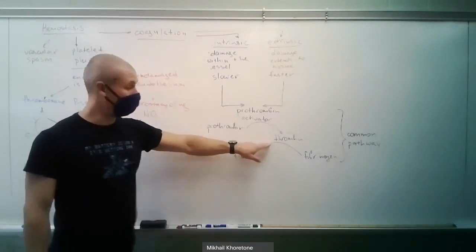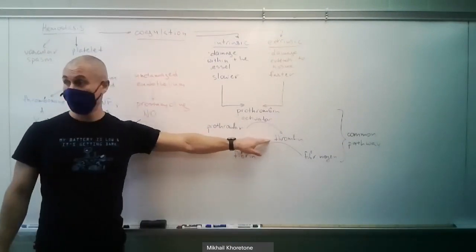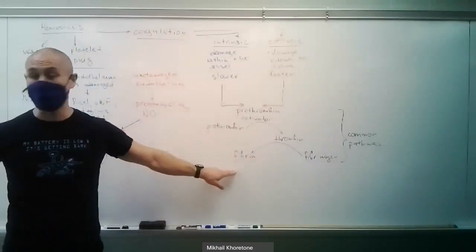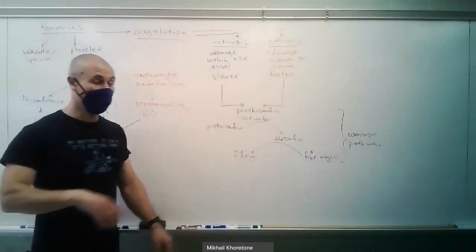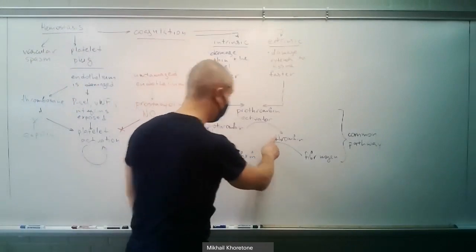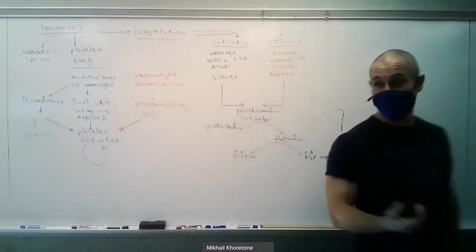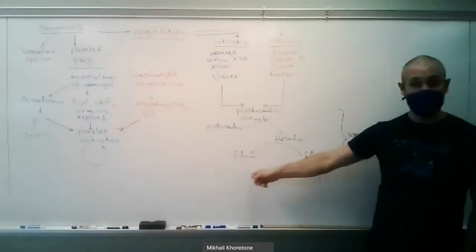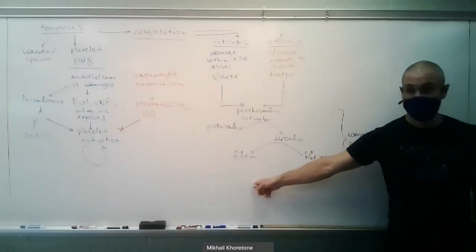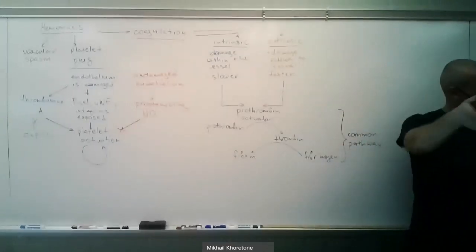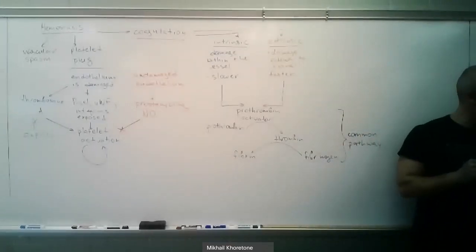Thrombin here, it's the protein in the circulation. Thrombin binds to insoluble fibrin. And when thrombin binds to fibrin, what does that mean? It means you have less and less. The more fibrin you have, the less thrombin you have, because fibrin will take it out. Does that make sense to you?